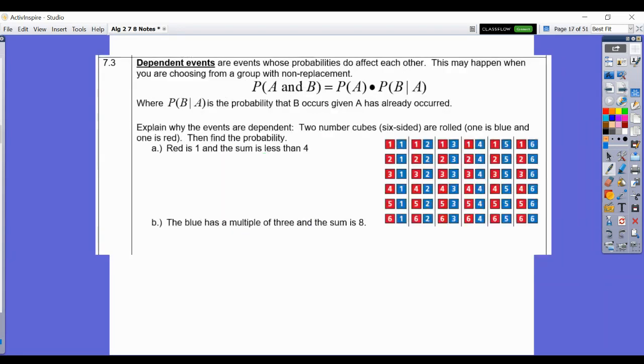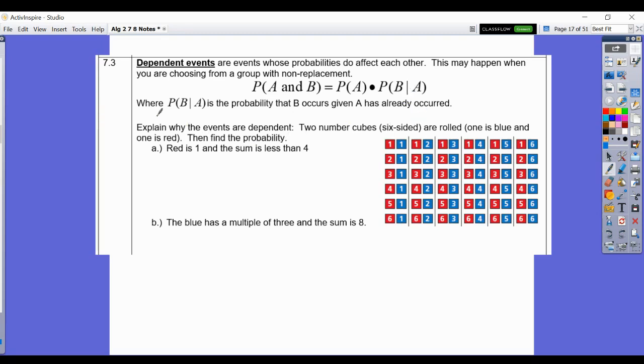So moving on to dependent events, dependents do affect each other. So what happens on the first event might change the outcome of the second. Here's the notation. The probability of A and B both happening is the probability of A, so you find that first, and then you multiply it by kind of the what's left over thing: the probability of B given that A already occurred. We'll talk a little bit more about that as we do some examples.